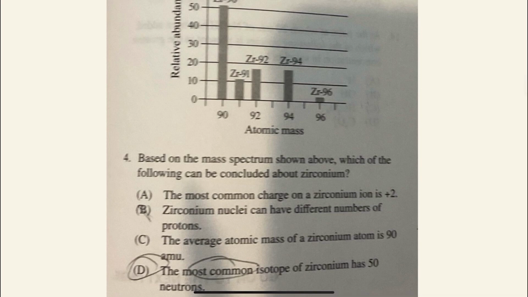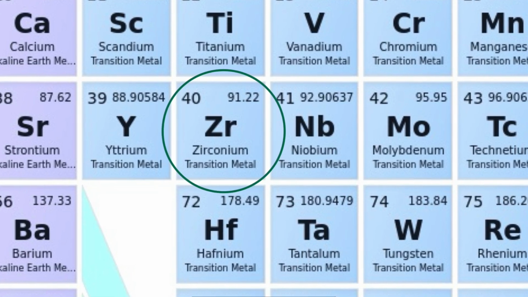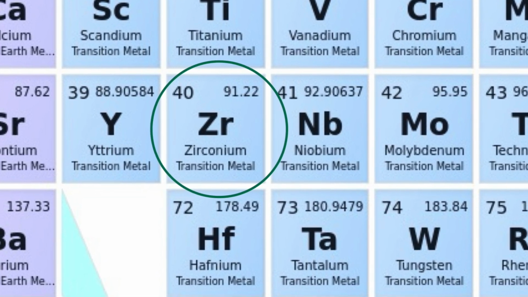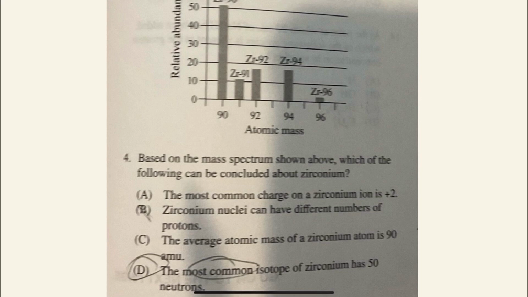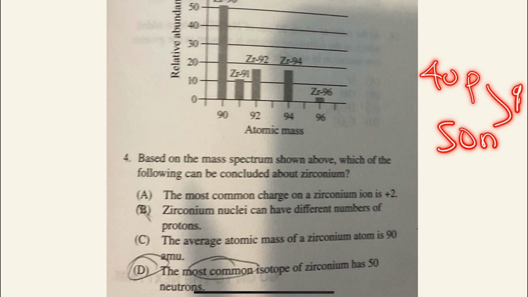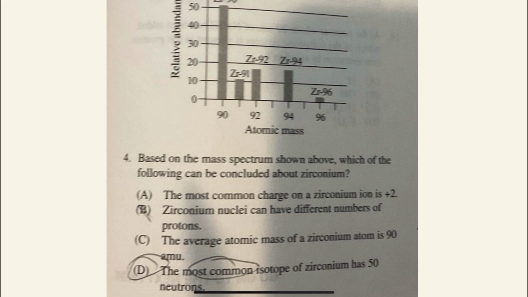The next question is approached differently. This time, the correct answer is already shown. This answer is based off the actual average AMU. The graph shows exact percentages to base your answer off of. Calculating the AMU from our previous formula, I got 90. Based on the periodic table, I know zirconium has 40 protons. Recall that AMU is protons plus neutrons, so if we have 40 protons, we must have 50 neutrons. Therefore, D is the correct answer.